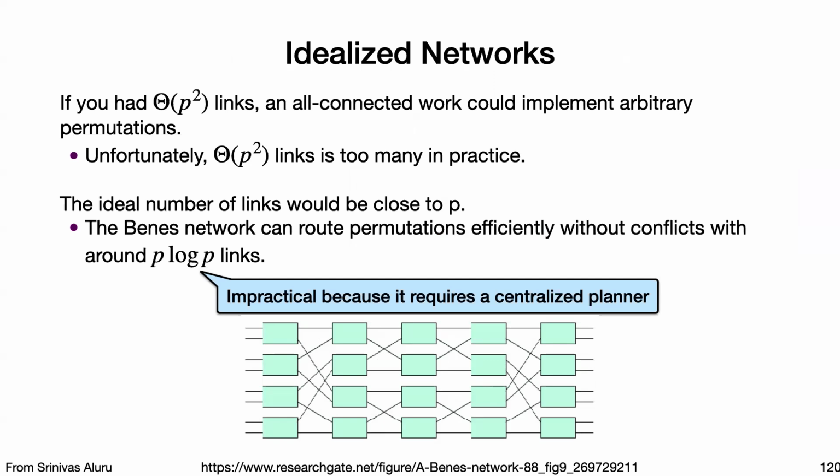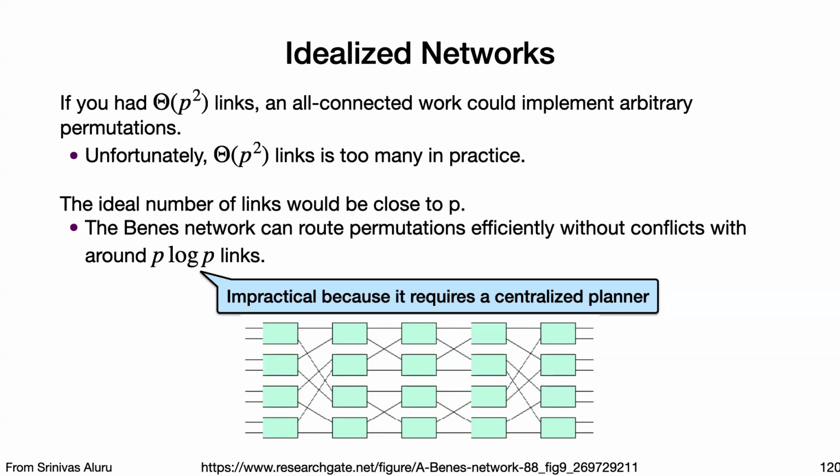Yeah, so if you have p-squared links, you could realize this. You could realize arbitrary permutations because everybody would be connected to everyone else, and you could just directly send on some link. However, p-squared is too many in reality, and ideally, we would like the number of links to be closer to p.